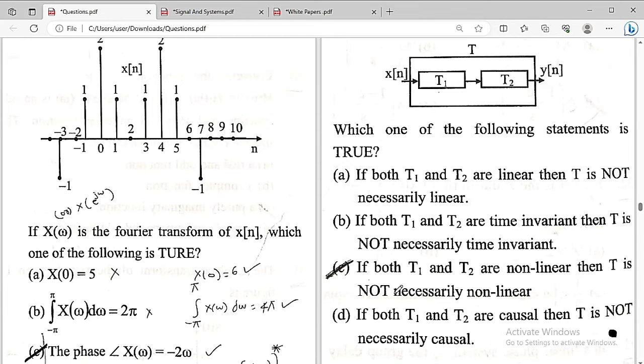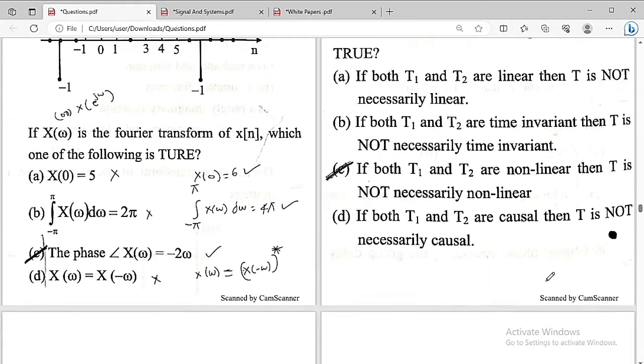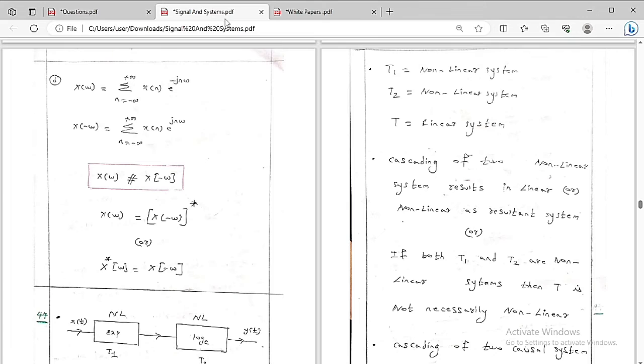So option C is the correct solution of this question, which is: if both T1 and T2 are non-linear, then T is not necessarily non-linear in nature. So this is the correct solution of this question. So let's solve this numerical.